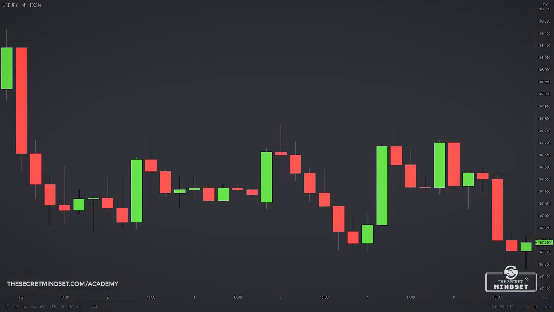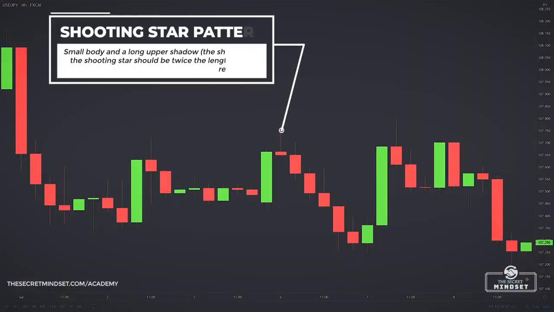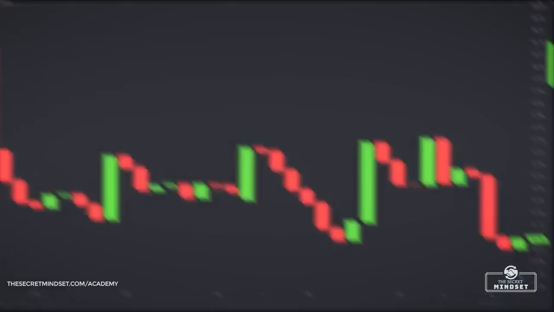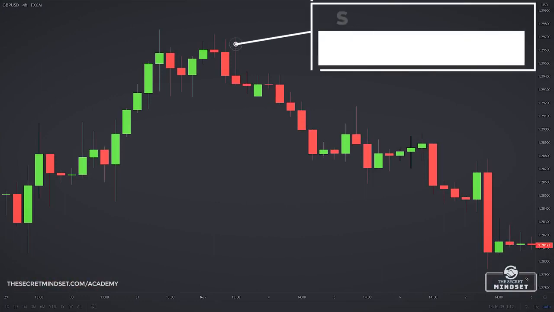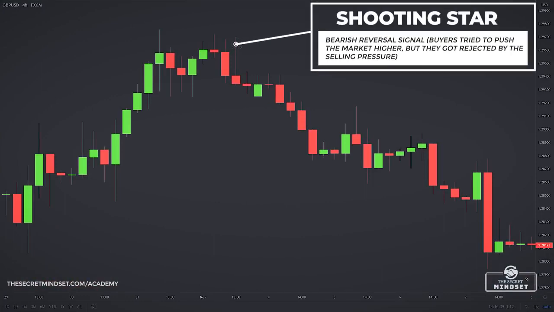The shooting star formation is formed when the open, low and close are roughly the same price. This candle is characterized by a small body and a long upper shadow. It's basically the bearish version of the hammer. Very important, the shadow of the shooting star should be twice the length of the real body. This example shows a perfect shooting star with a real small body and a long upper shadow. When this pattern occurs in an uptrend, it indicates a bearish reversal signal.